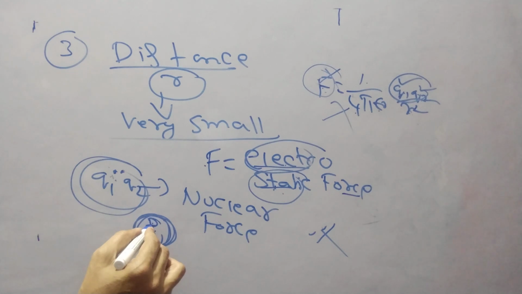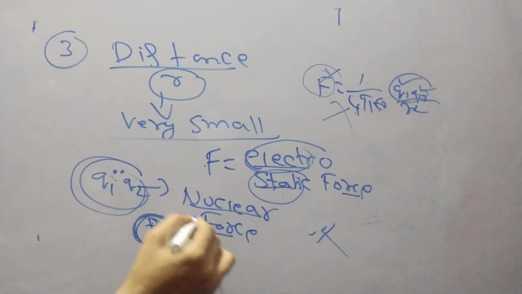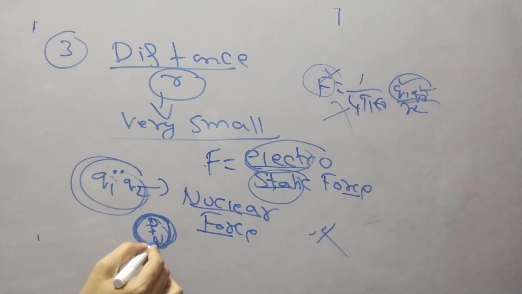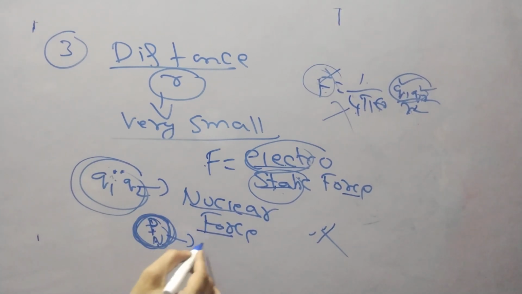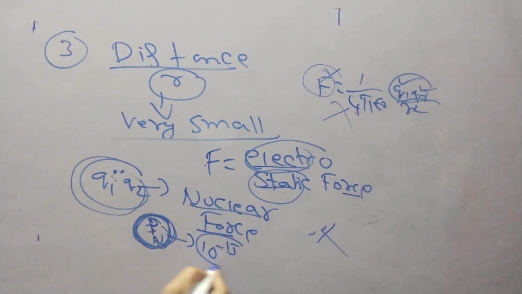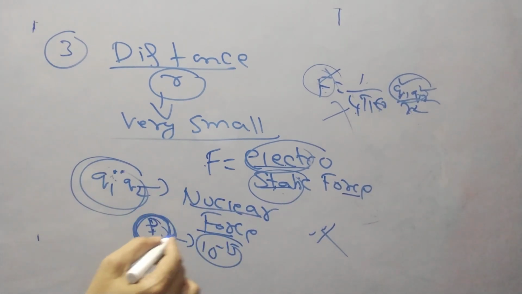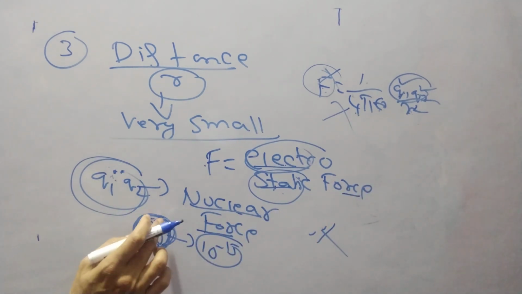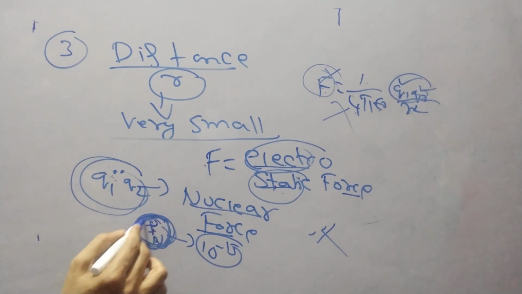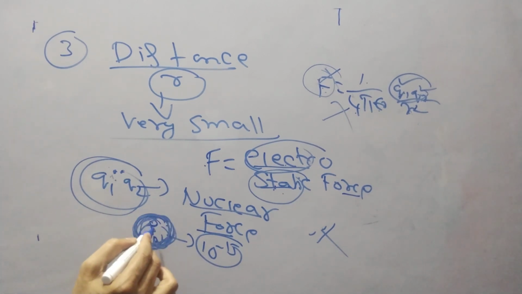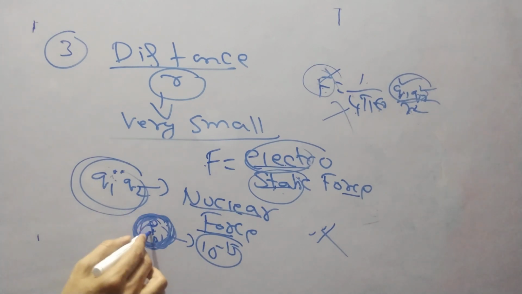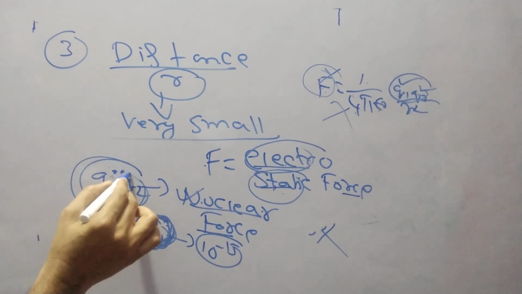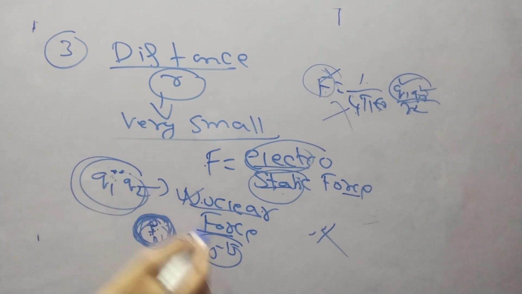Because of this nuclear force, which is much higher, there is a binding between the proton and neutron, right? The size of the nucleus is 10 power minus 15, which is a very small value, so the nucleus is a very small one. In this small space the protons and neutrons are binding, so there you can see a very large nuclear force. So whenever the distance between the charges is very small, nuclear force will come.